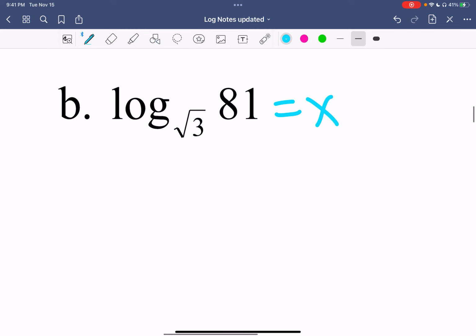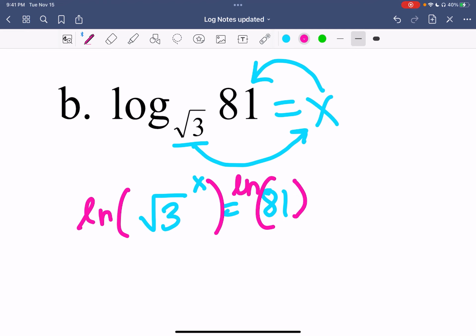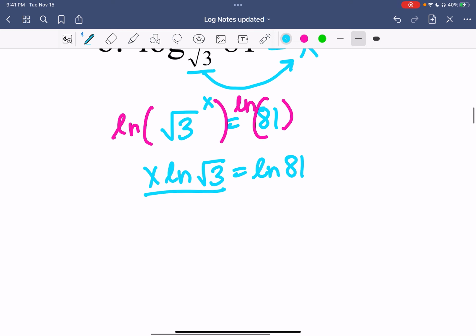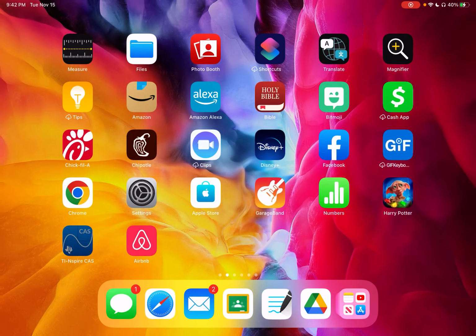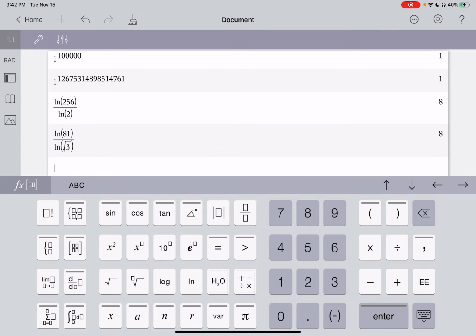Okay, another one, convert it to exponential form. Do your loop-de-loop, square root of 3 to the power of x equals 81. Take the natural log. That allows you to bring your power of x to the front. And you got the equals to the natural log of 81. Divide by the natural log of the square root of 3. Put the fraction in the calculator. Natural log of 81 divided by the natural log of the square root of 3. And that gives you 8 as well.